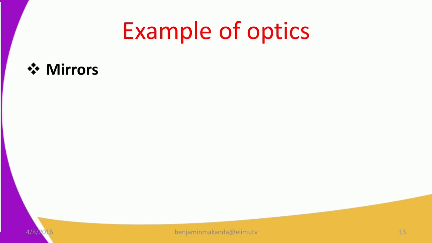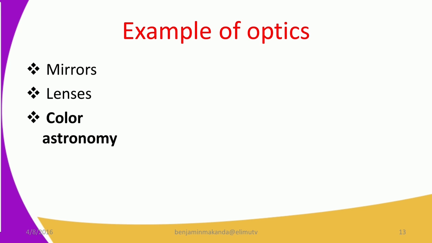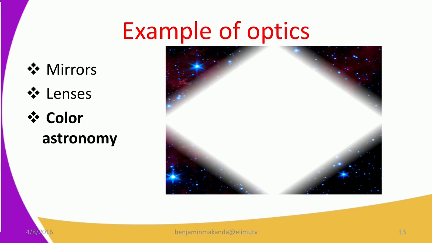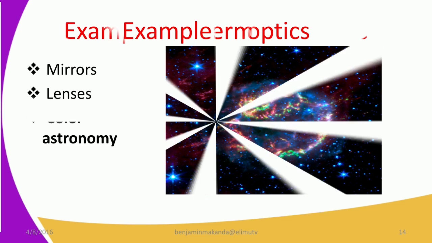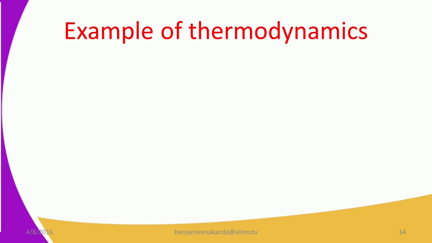Examples of optics are mirrors, lenses, color astronomy, and here we pick on the color astronomy. Physics studies the behavior of colors, and you know light is just a collection of color, so that when you take this color and then you separate them, you will be studying what we call color astronomy, and you're able to see it from the diagram here.